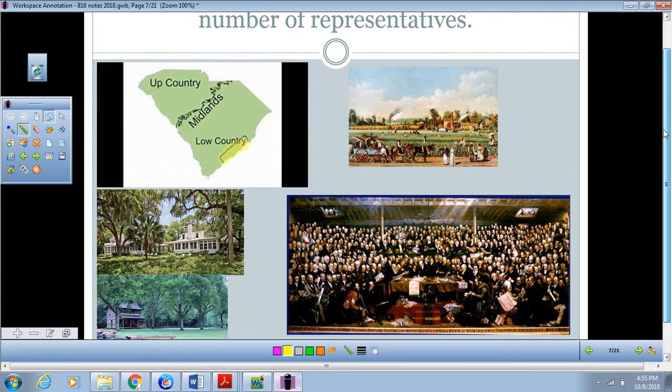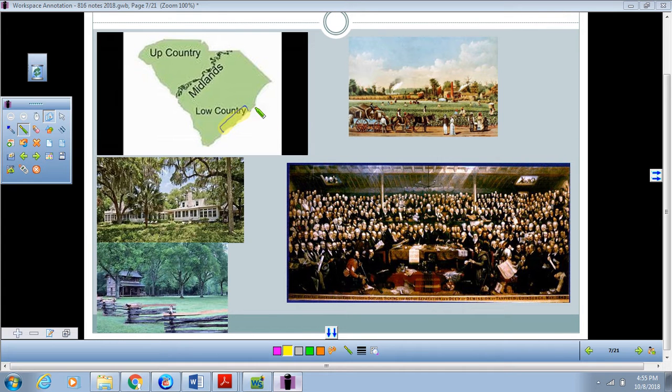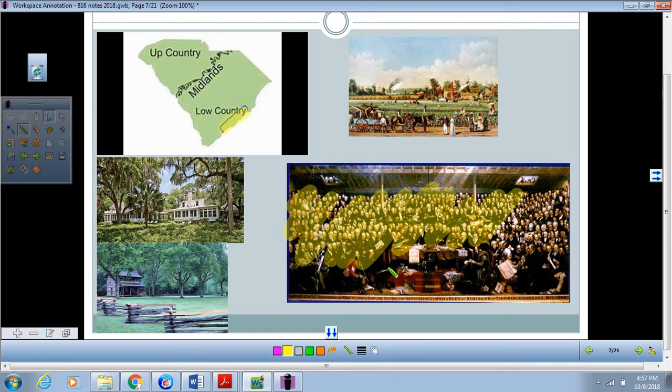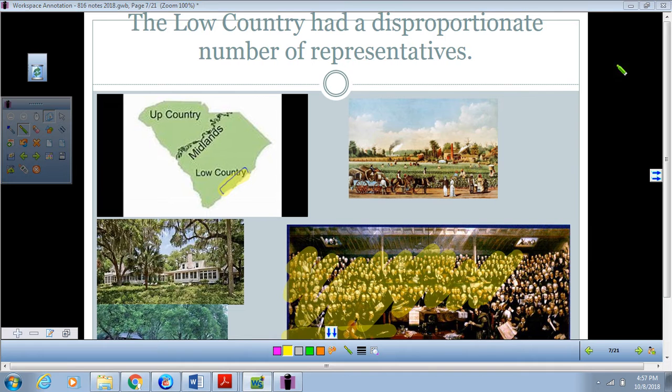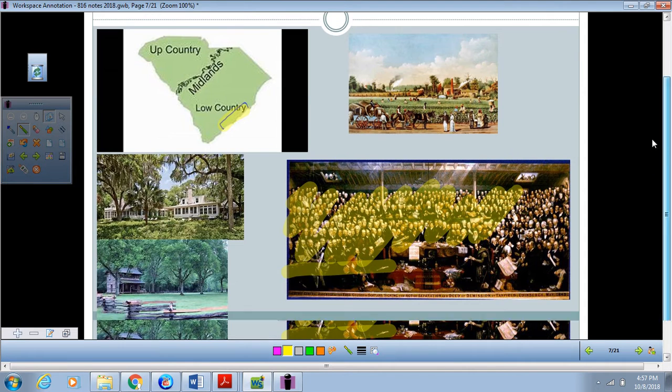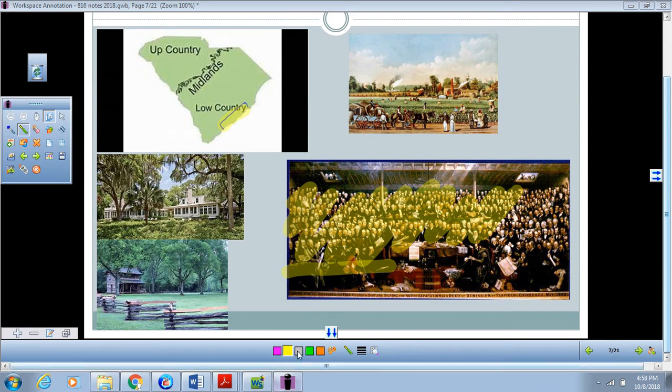however, and they actually had less population. They had more representation. So, all these people perhaps were representing the Low Country. That's called a disproportionate number of representatives. Then we have where all the common people are, which we're going to learn about in future lessons. Most common farmers, etc., were in the back country and the up country.